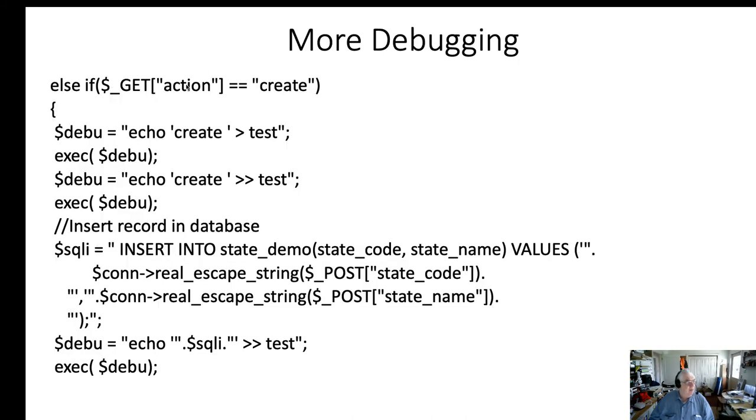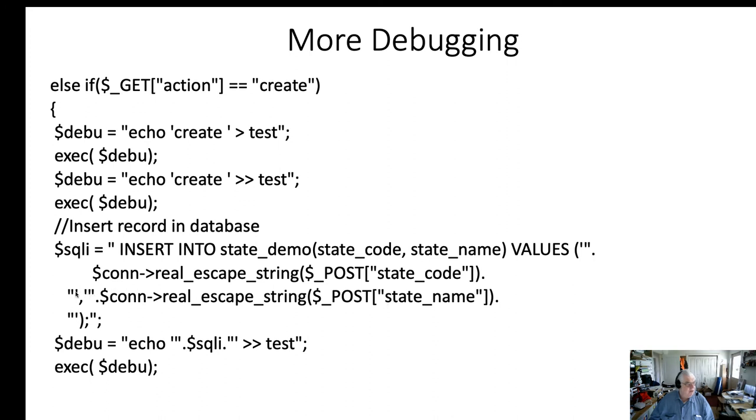So, I'm now down to the else if. If the get action was create, I'm going to send these out, and that's just purely debugging. I'm going to say an SQL I for the insert SQL is this value, which I just took from the pattern we gave it. But now I've got to get values in here, so I'm going to use real escape string to stop SQL injection, on the post value state code that came in, and do the same thing for the post value of state name.